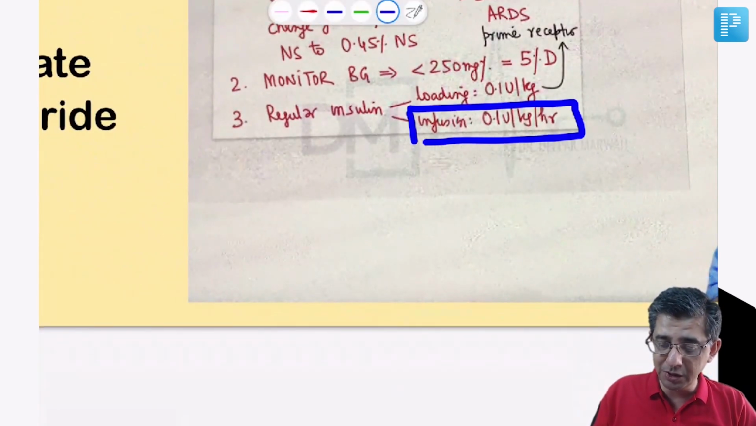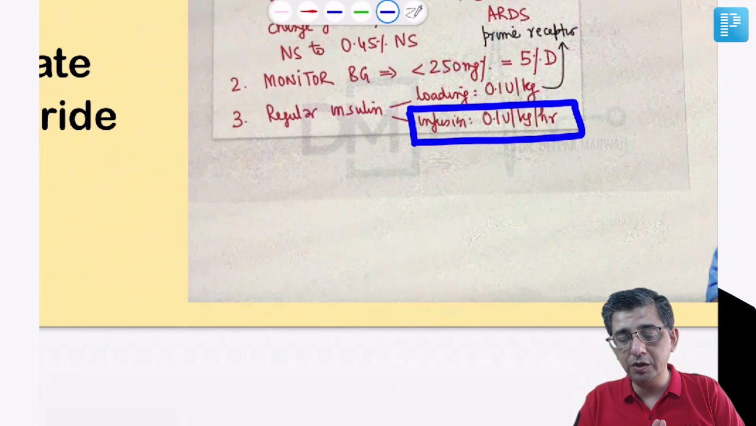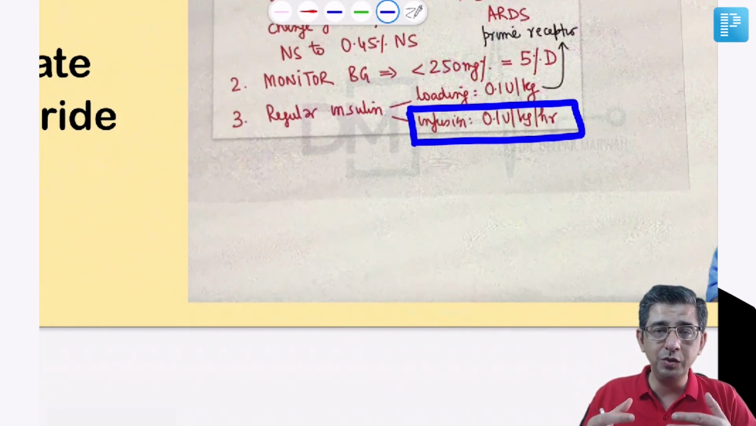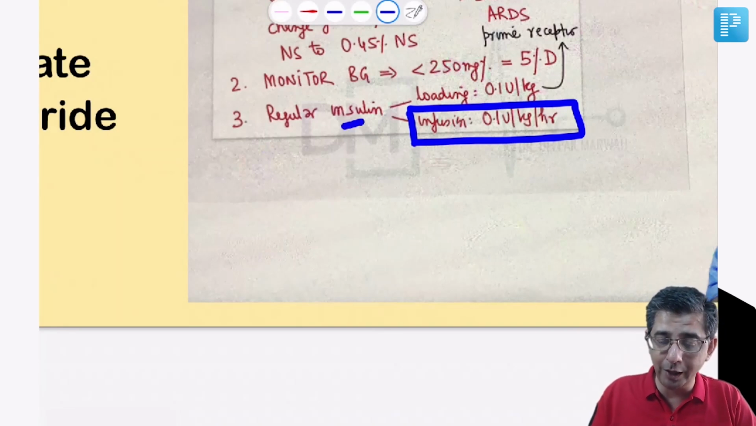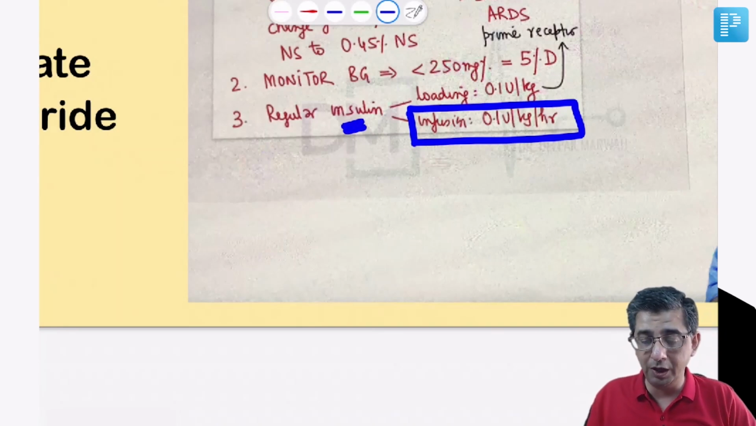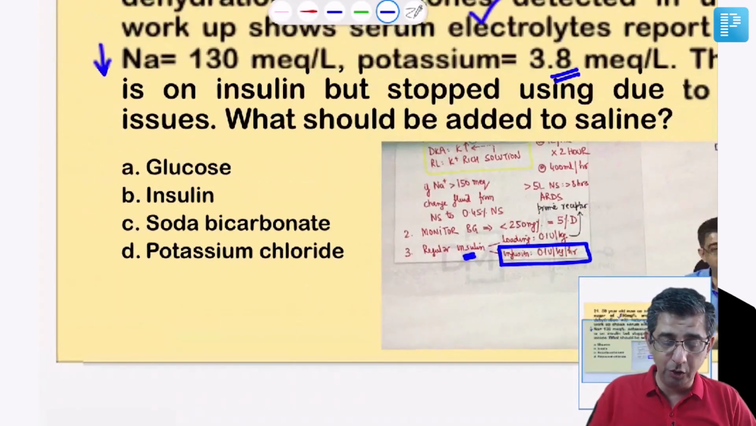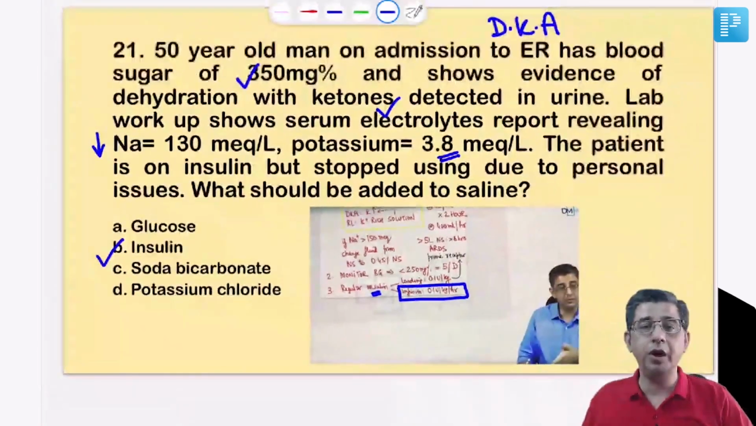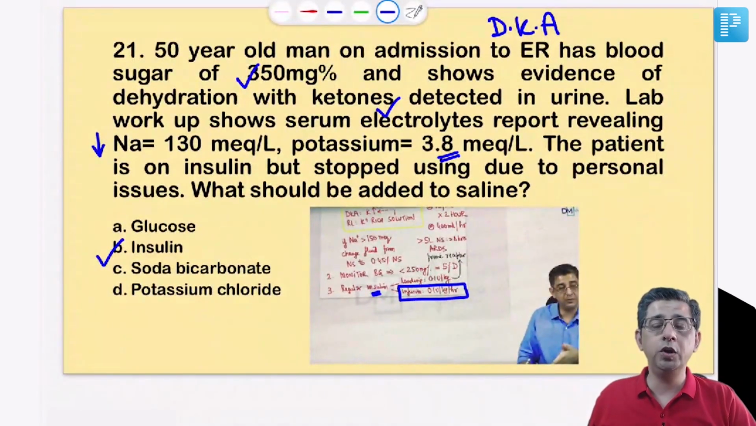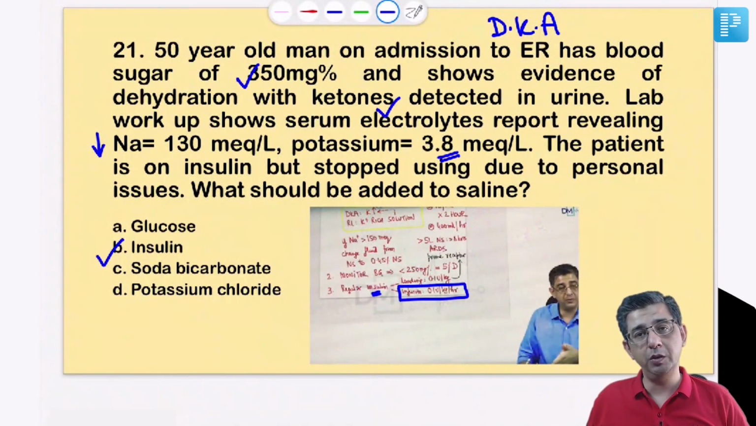The answer to this question is straightforward. We will give insulin to this patient because that's the treatment of choice, and an insulin drip is how it is administered. Initially we give a bolus, but then we give an infusion. Now the query from a lot of you would be, sir, why can the answer not be potassium chloride? Because we have read that whenever you give insulin to the patient, there will be a deficiency of potassium.